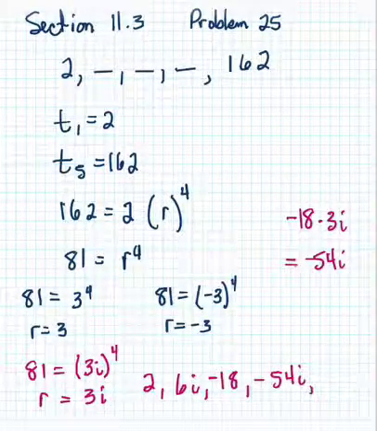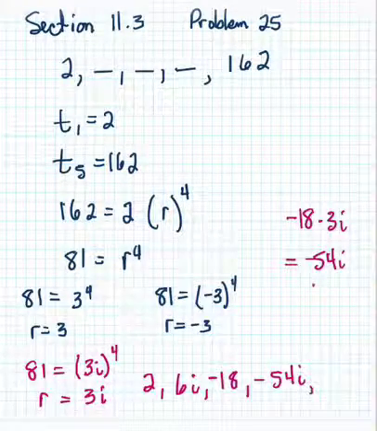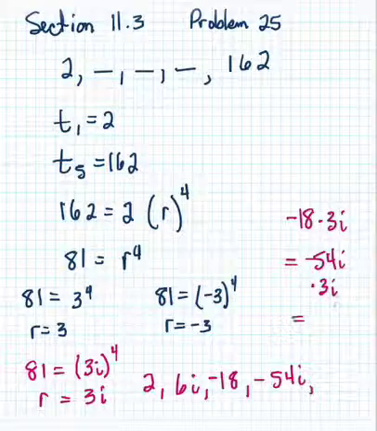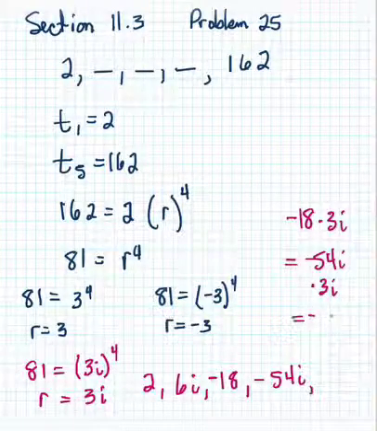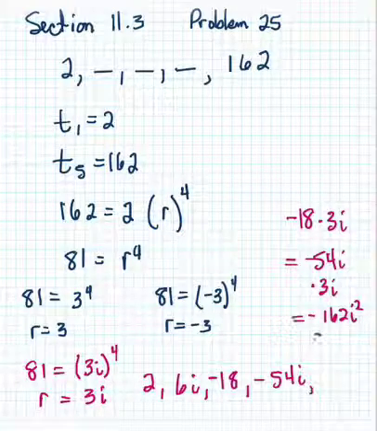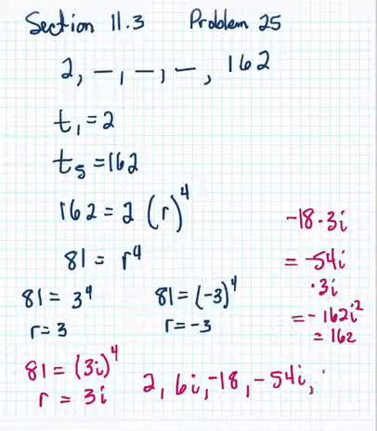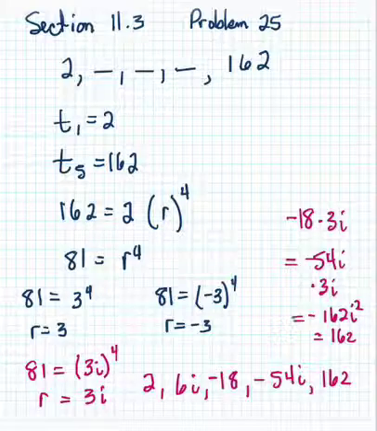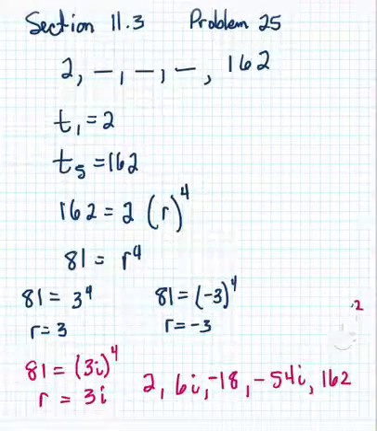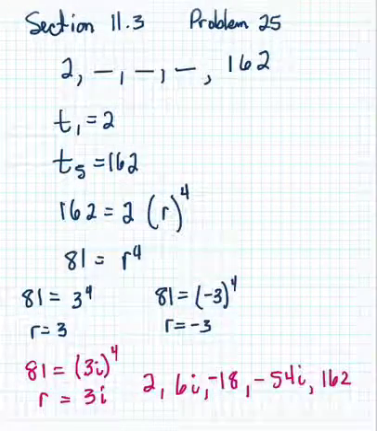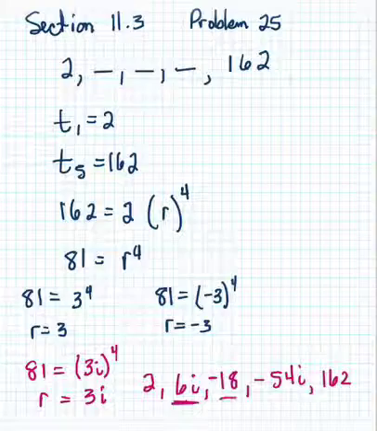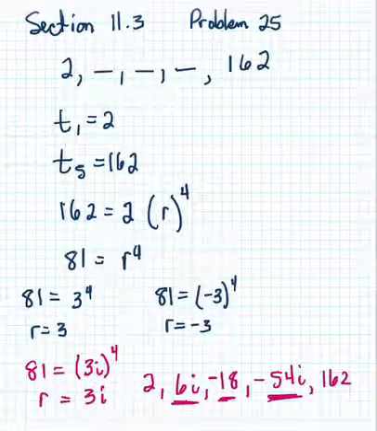And if you multiply it again times 3i, I would get negative 162i squared, so we'd get a positive 162. Just to confirm, that's a possibility, that would work. So my three means would be 6i, negative 18, and negative 54i.